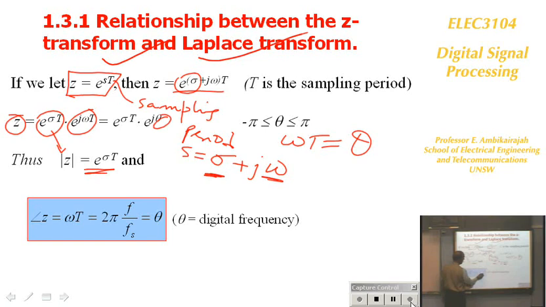That's here, which is omega T, which is 2 pi f over fs. And this is the relationship that you will be using. You may not use it immediately, but you will be using it later on in various applications. I'm only introducing this, just so you know the relationship, that's all. Okay.